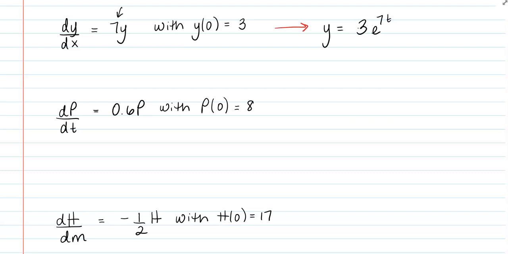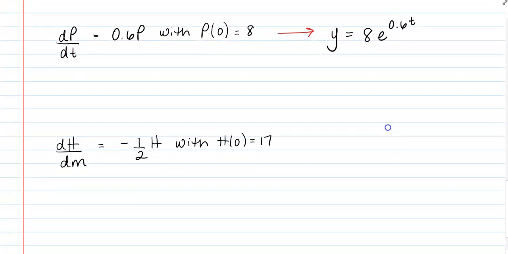The next example, dp/dt equals 0.6p with p of 0 equals 8. That immediately transforms into the exponential function y equals 8 e to the 0.6t. Sorry, go back to the other problem. That should be an x. What I'm trying to do is be consistent with my variables. So this is x because that's x. This is t because that's t. And the next equation immediately writes as an exponential function, 17e to the negative 1/2 m.